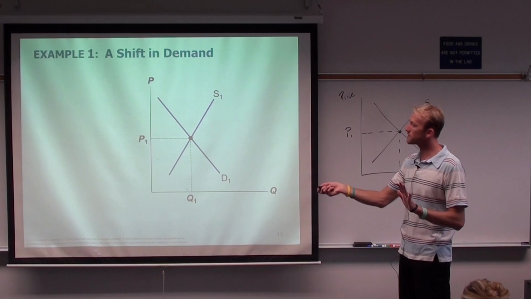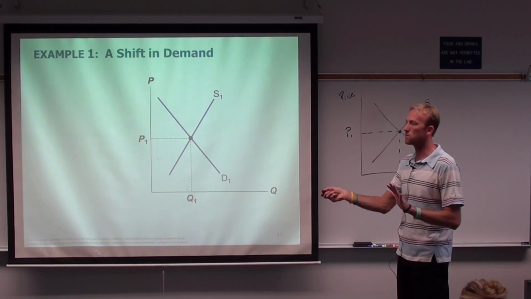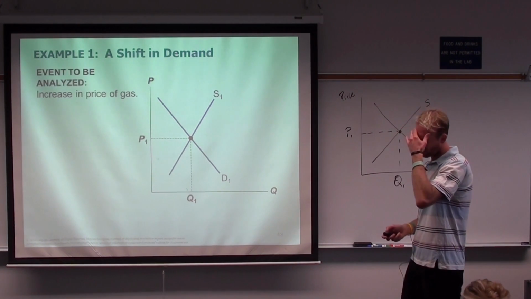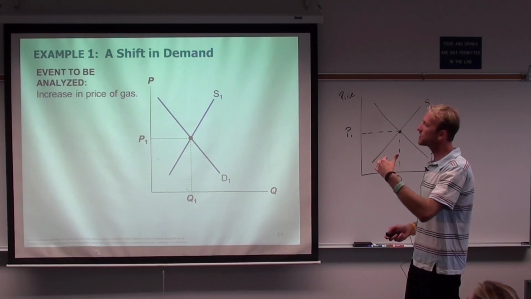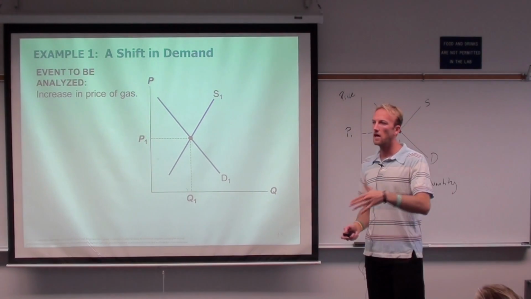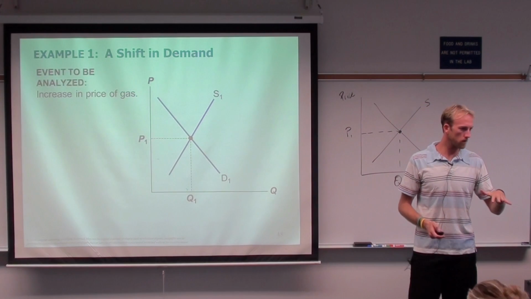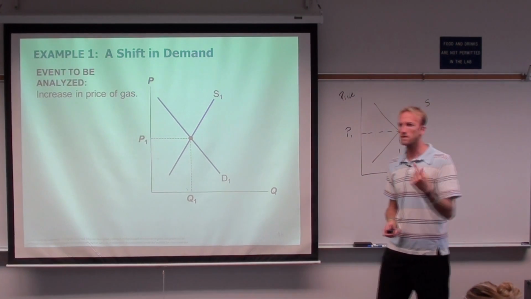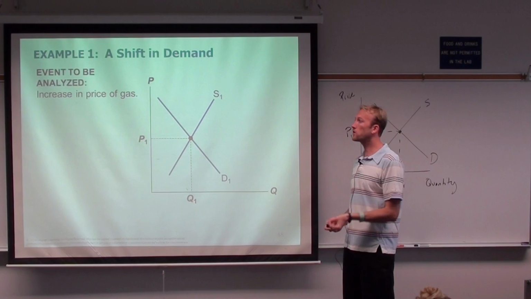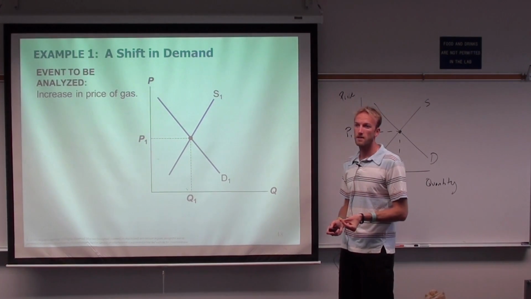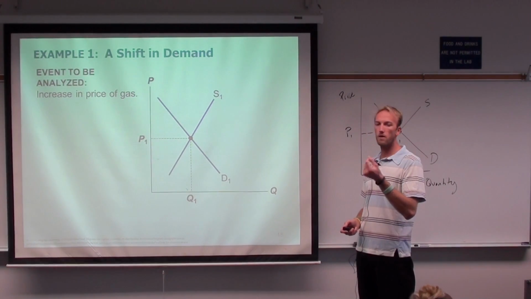All right, so this is my old, previous equilibrium. I'm going to have a shift in demand. What causes it? An increase in the price of gas. Okay, so here's where your intuition has to take over a little bit. This is the market for hybrid cars. Increase in the price of gas. What's that probably going to do for people who want to buy hybrid cars?